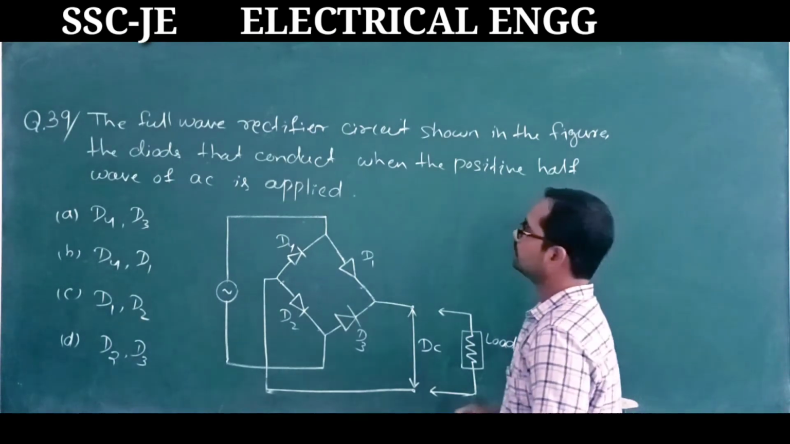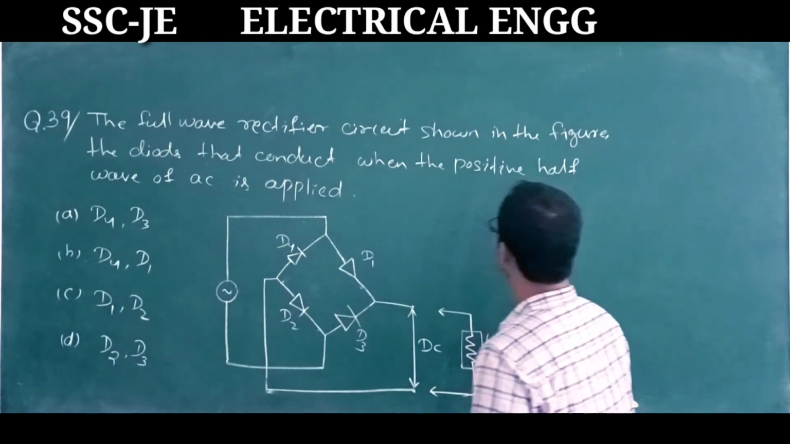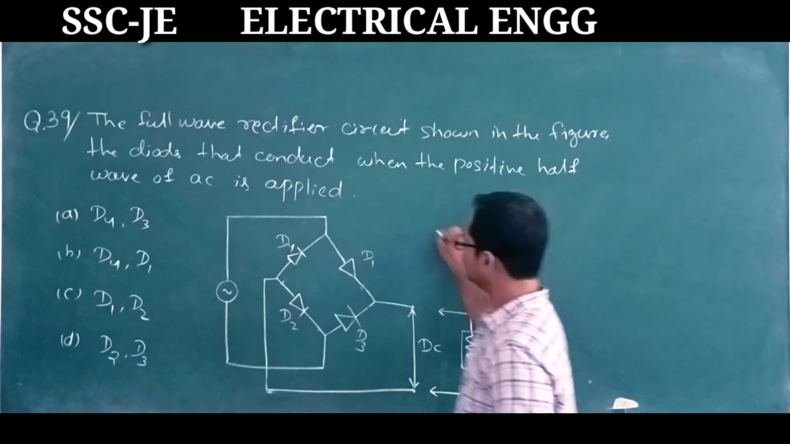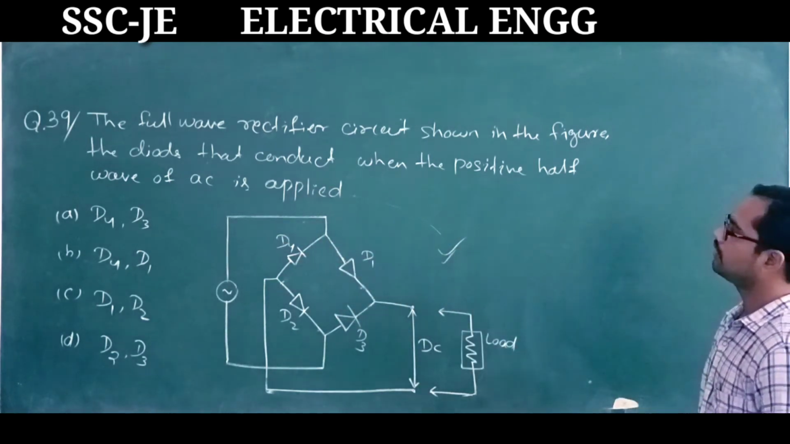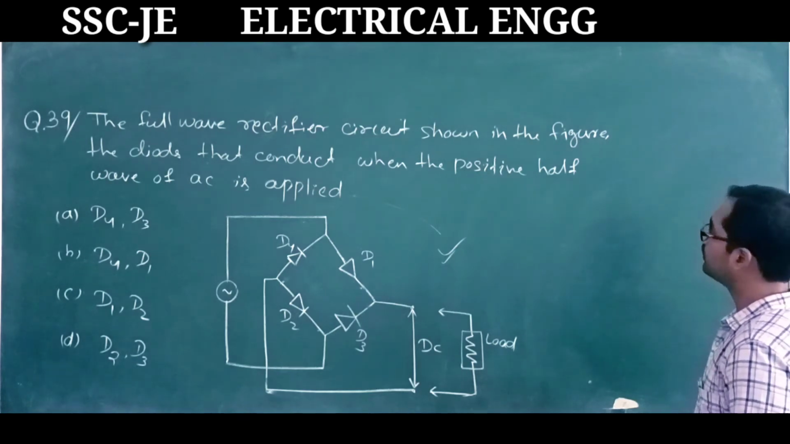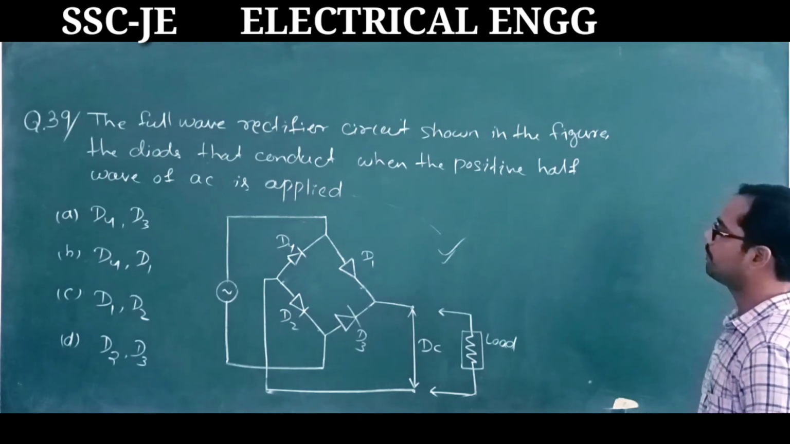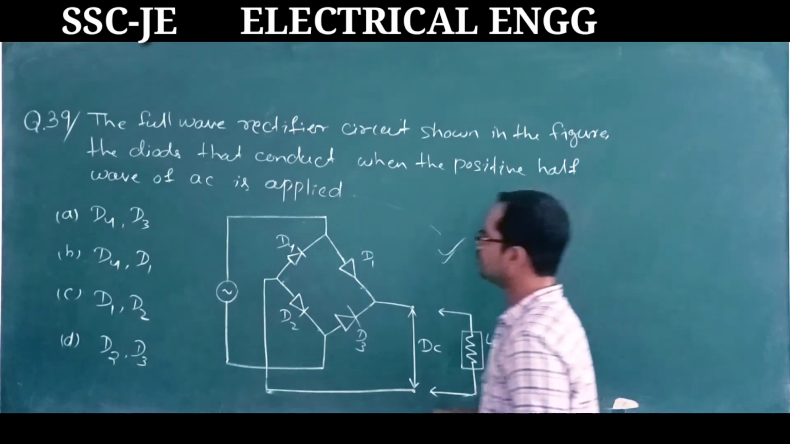So here is another question. The full wave rectifier circuit shown in the figure. So this is your circuit and this is your full wave rectifier circuit. The diodes that conduct when the positive half wave of the AC is applied. So this is your supply.